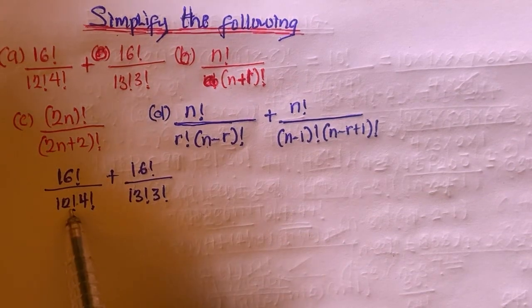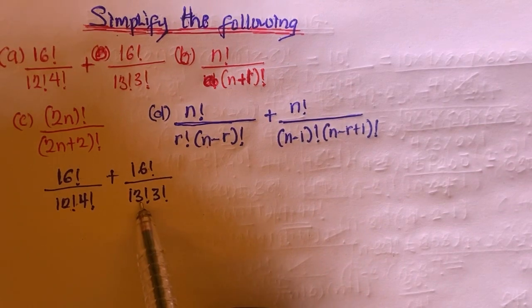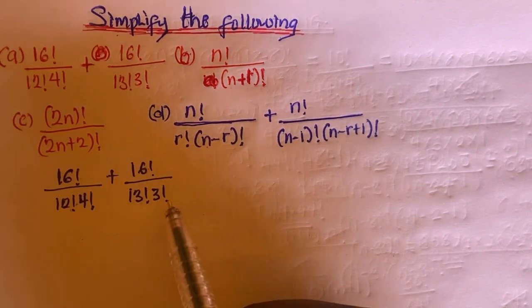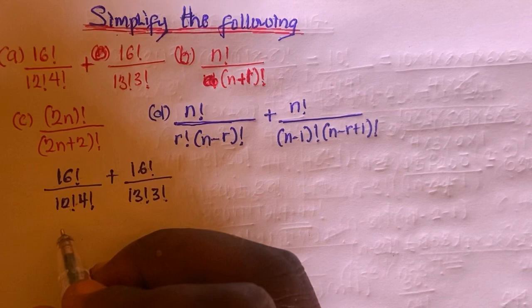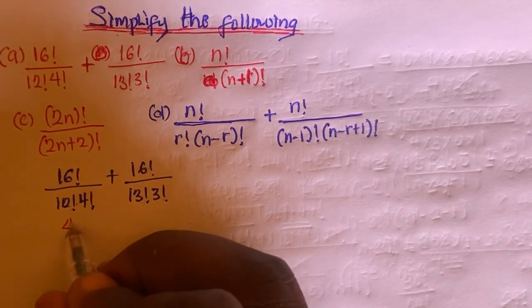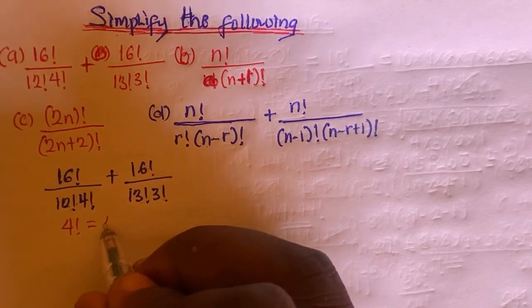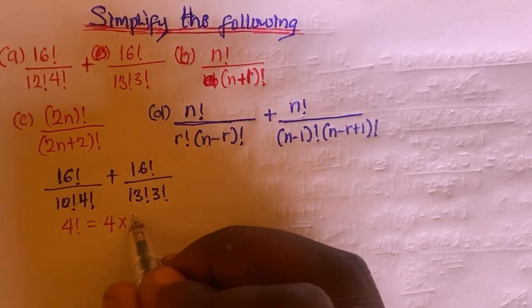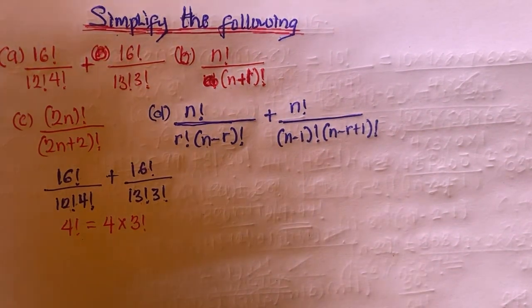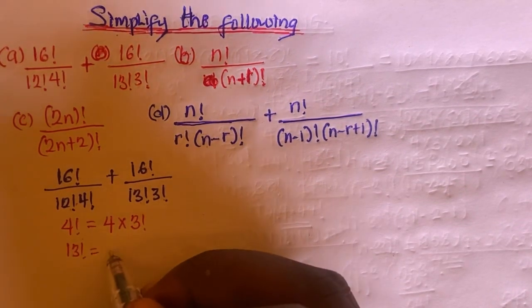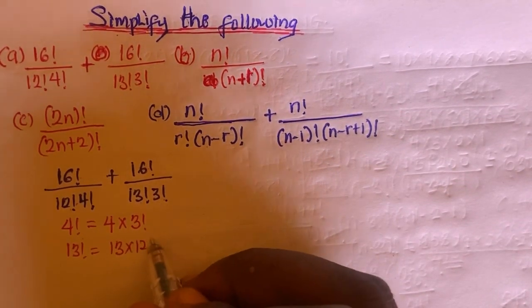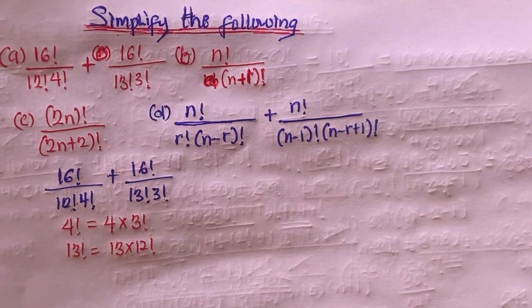Looking at this 12, we can express it as something, and looking at this 13, we can also express it as something. But listen very well: 3 factorial is below 4 factorial, and 12 factorial is below 13 factorial. So I can write 4 factorial as 4 multiplied by 3 factorial, whereas 13 factorial can be written as 13 multiplied by 12 factorial. Those are the two things I'm going to use.